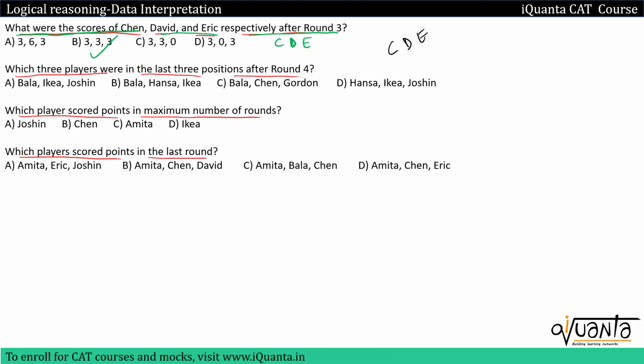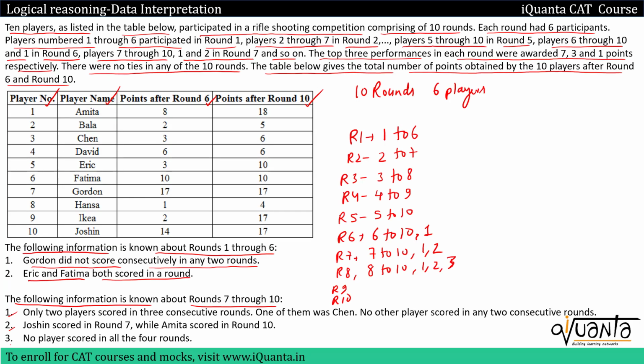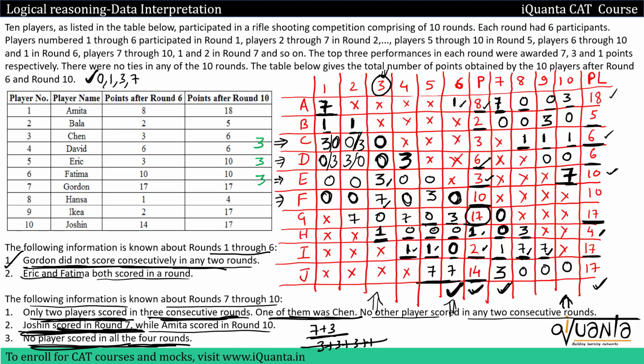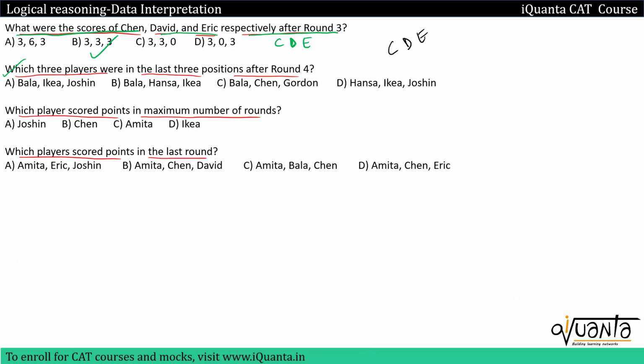Option D over here. If we solve the second question, which 3 players were in the last 3 positions after round 4? So you have to find out the sum of the points of the players after round 4, and those who have scored the lowest, the last 3, they will be counted. Here they will be H, I, J because H has scored only 1 point after round 4. Till round 4, I has scored only 1 point, J has scored no point. So answer will be HIJ, that means option D.